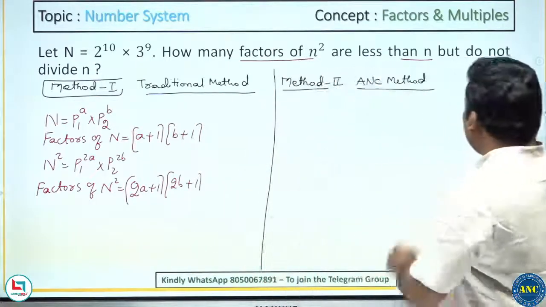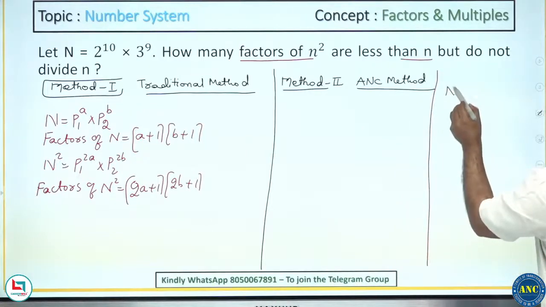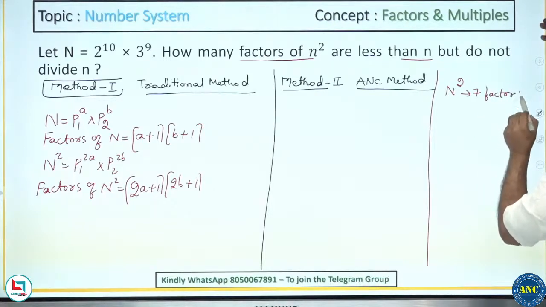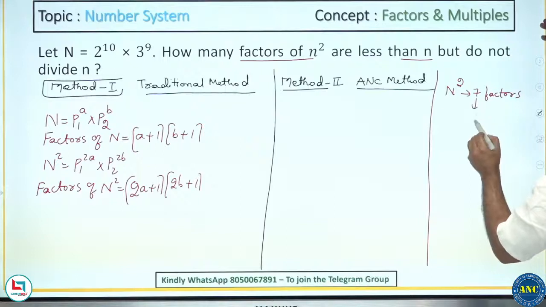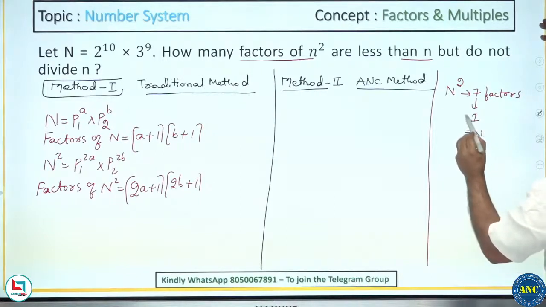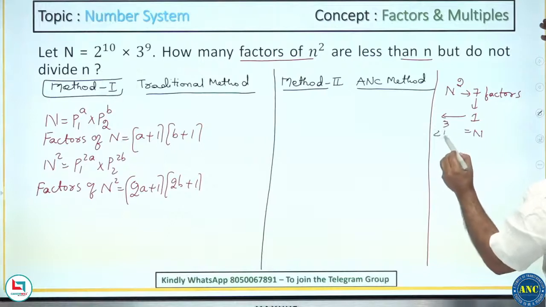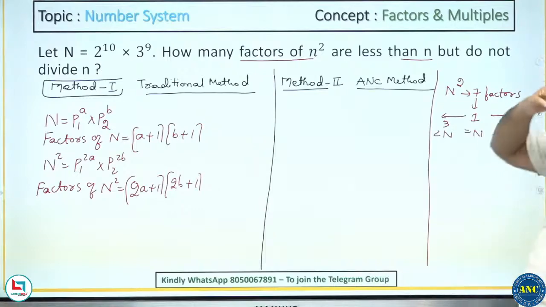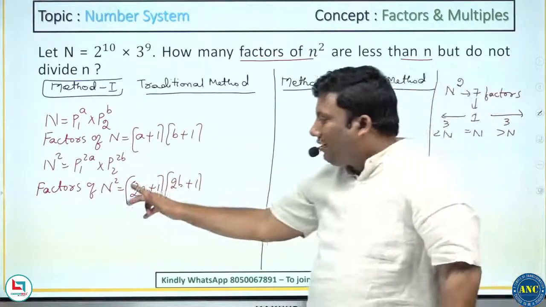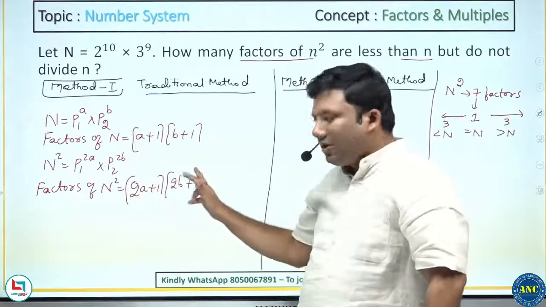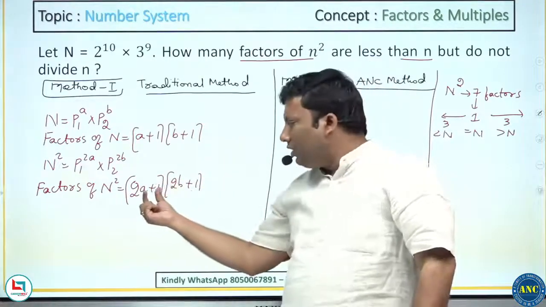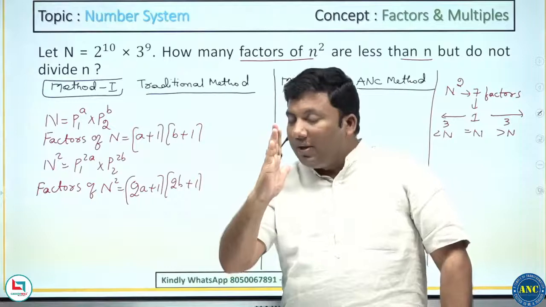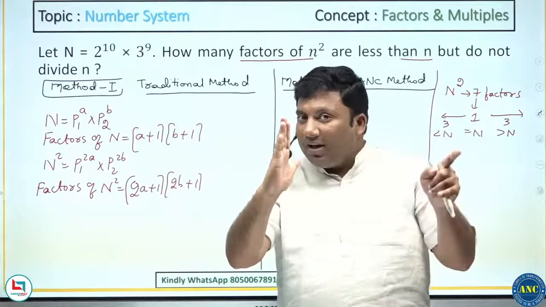Yesterday I discussed one important concept. See here. N square has got 7 factors. If there are 7 factors, that means it is a perfect square. One factor will be equivalent to n. Of the 6 remaining, there are 3 factors less than n and 3 factors greater than n. I hope you remember this logic. Factors of n square will be 2a plus 1 into 2b plus 1. Put a value a 1, b 1, 3 into 3, 9. In that 9, one case will be equivalent to n. 4 cases will be less than n.